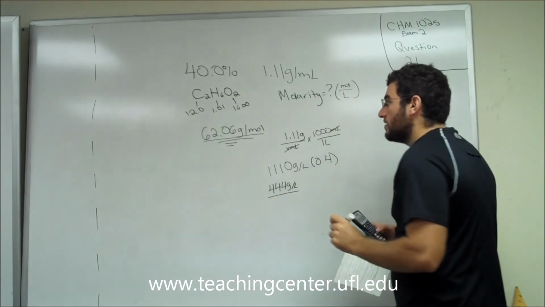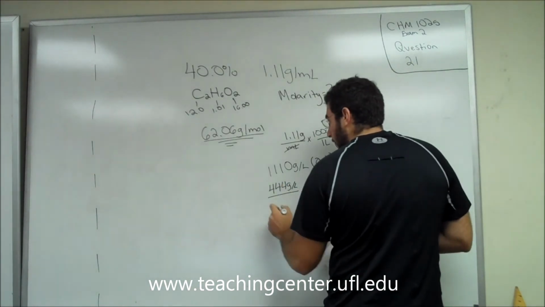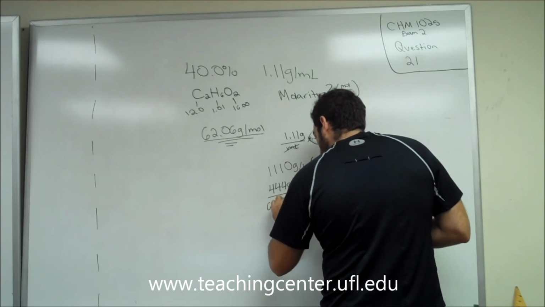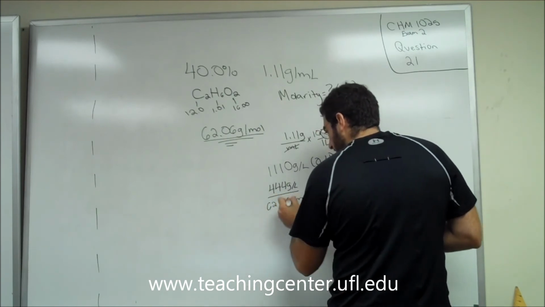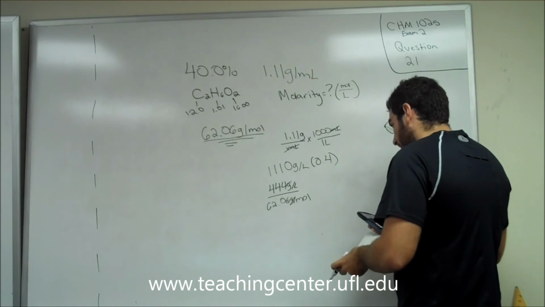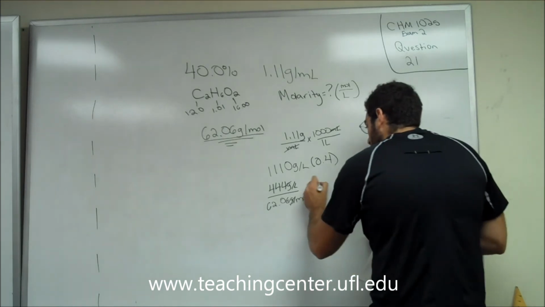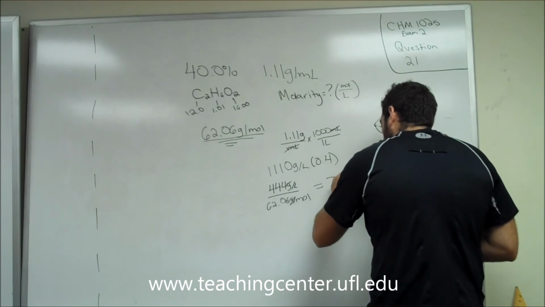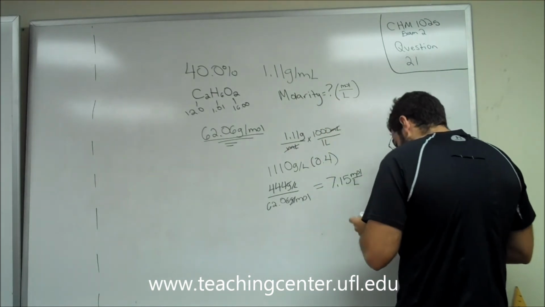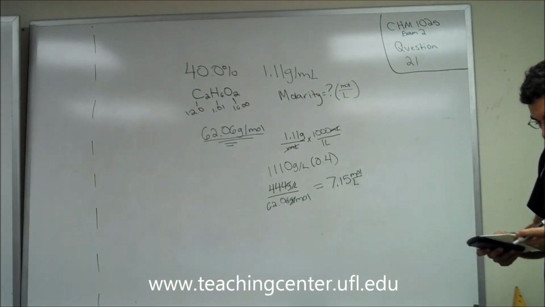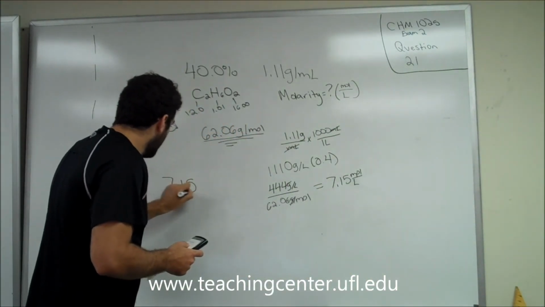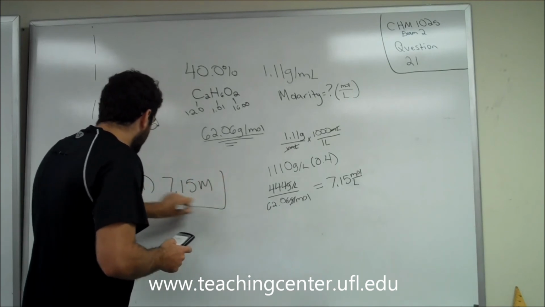And finally, if we use the molar mass to cancel, 444 divided by 62.06 grams per mole. Notice the grams cross away, the moles will be on top, the liters go to the bottom, and we get 7.15 moles per liter. Remember, moles per liter is just molarity, and if we look at our exam, answer choice number 1 says 7.15 molar. Answer choice number 1.